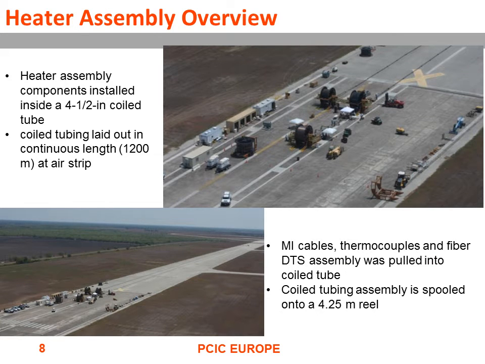And here's a picture of the deployment manufacturing process. Basically, what we're doing here is we're putting the heater into a 4.5-inch coil tube, and it's laid out on a runway of an old airfield in Texas, and then pulled in along with all the instrumentation. So when you get to the site, you're going to be deploying a 4.5-inch coil tubing and not 3 separate heating elements with all the instrumentation attached to it. So we have the MI cable, fiber optics, and the thermocouples all pulled into the coil tubing, and then when it's in this coil tubing, it's spooled onto a reel.